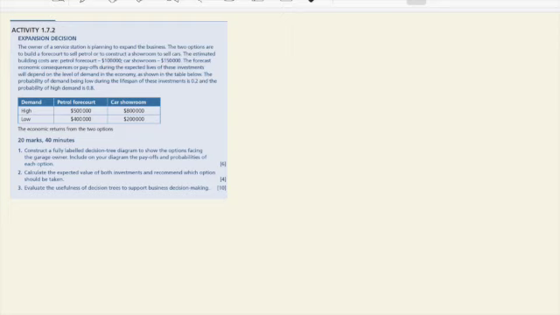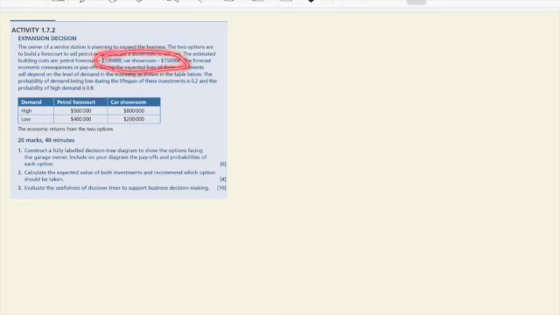$150,000. The forecast economic consequences or payoffs during the expected lives of these investments will depend on the level of demand in the economy, as shown in the table below. The probability of demand being low during the lifespan of these investments is 0.2, and the probability of high demand is 0.8. Then the table shows you the economic returns from the two options. Now, our task is to construct a fully labeled decision tree diagram to show the options facing the garage owner and include on your diagram the payoffs and probabilities of each option.